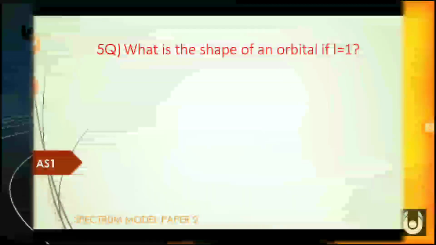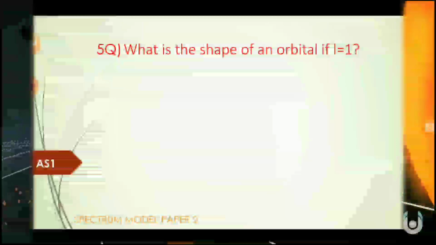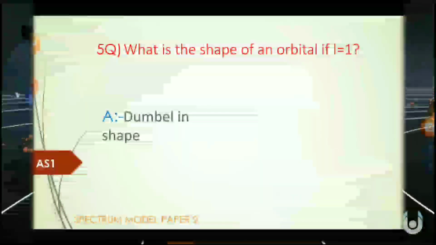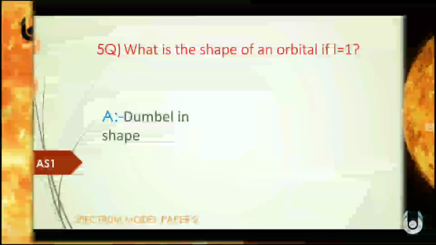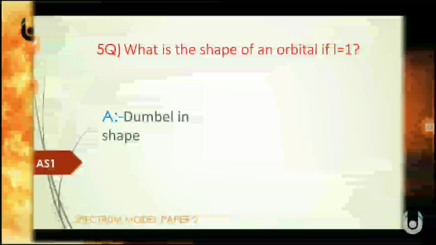This is an AS1 question. Fifth question. What is the shape of an orbital if l is equal to 1? l is equal to 1 means p orbital. So the p orbital is dumbbell in shape.